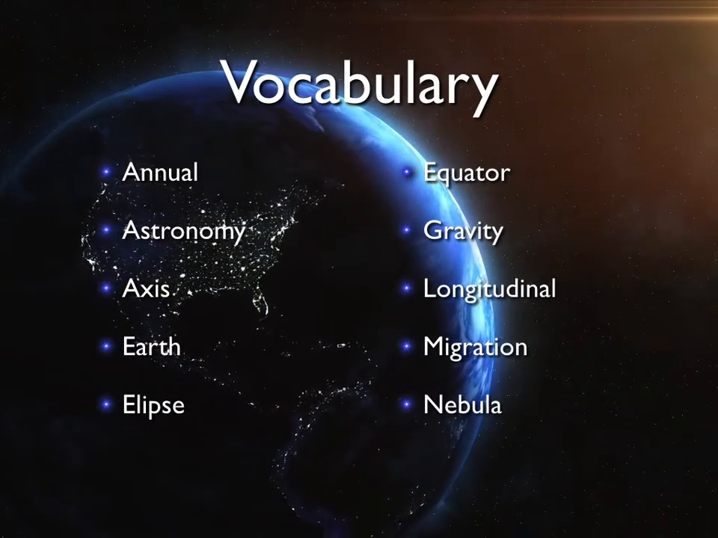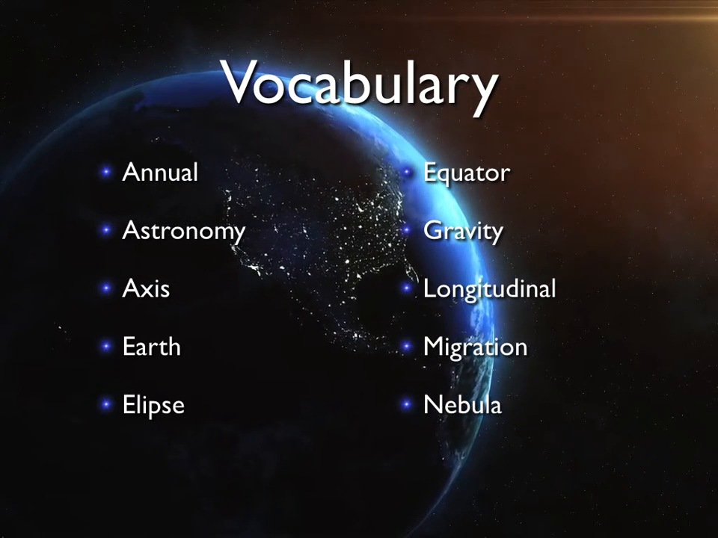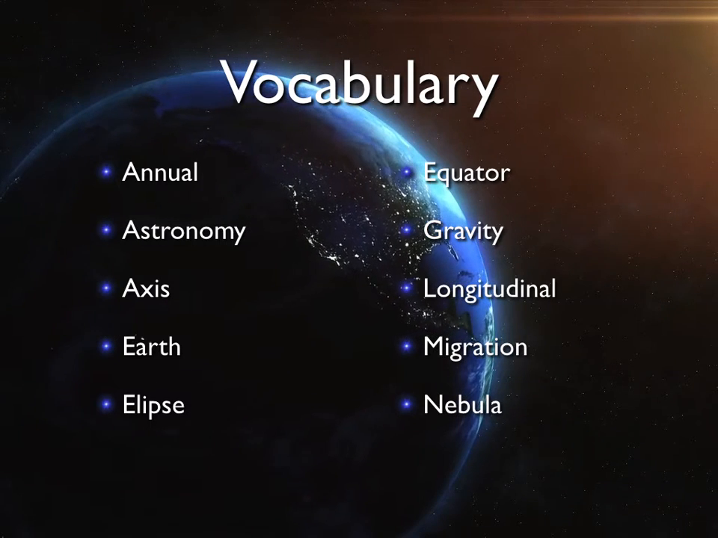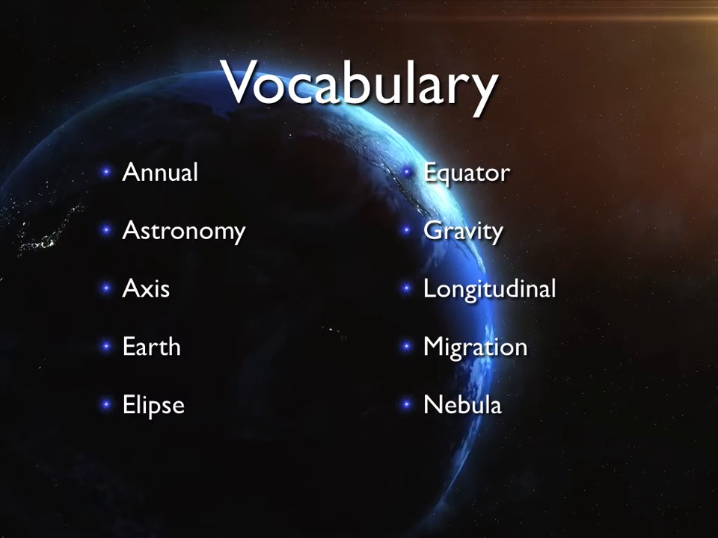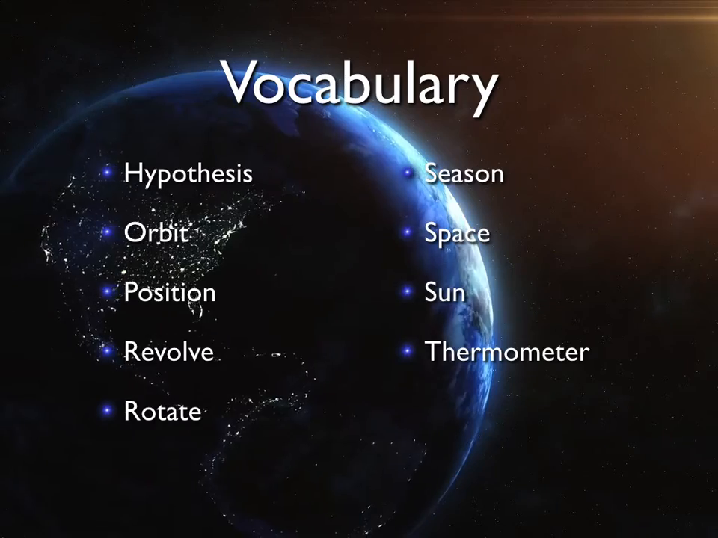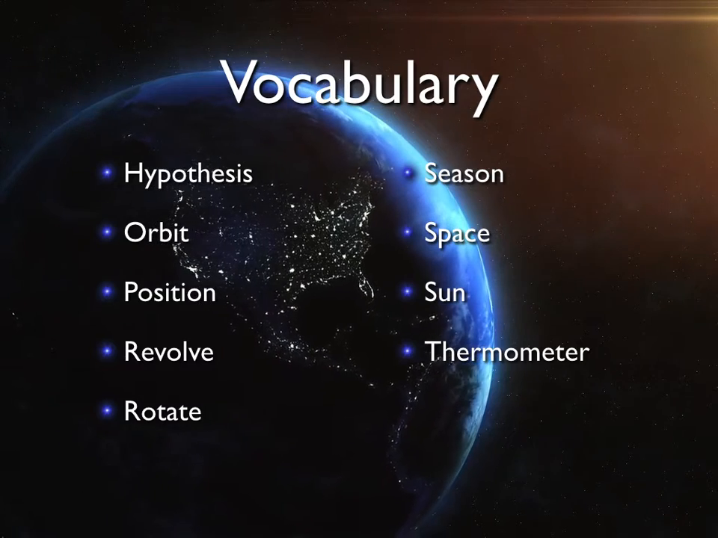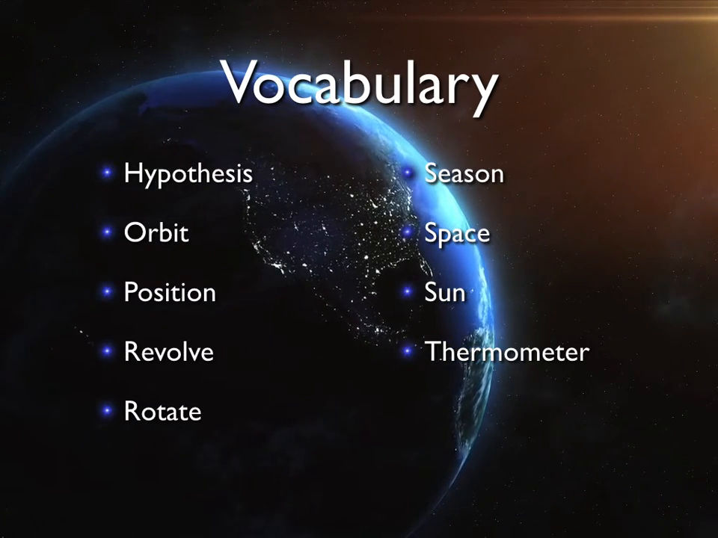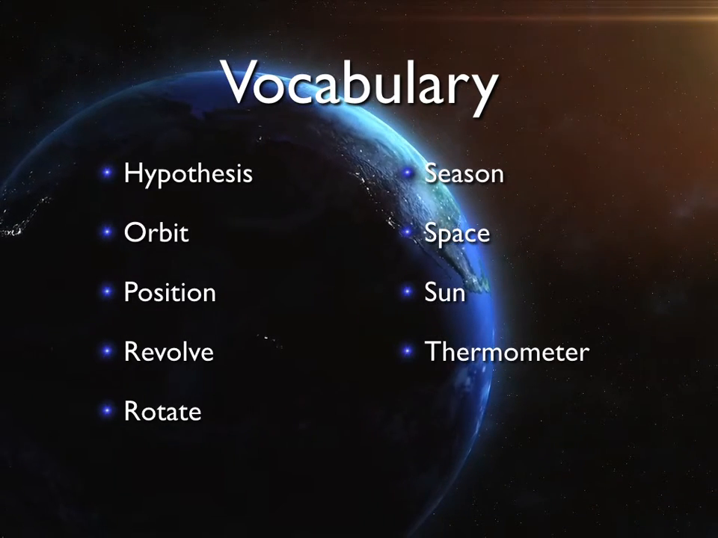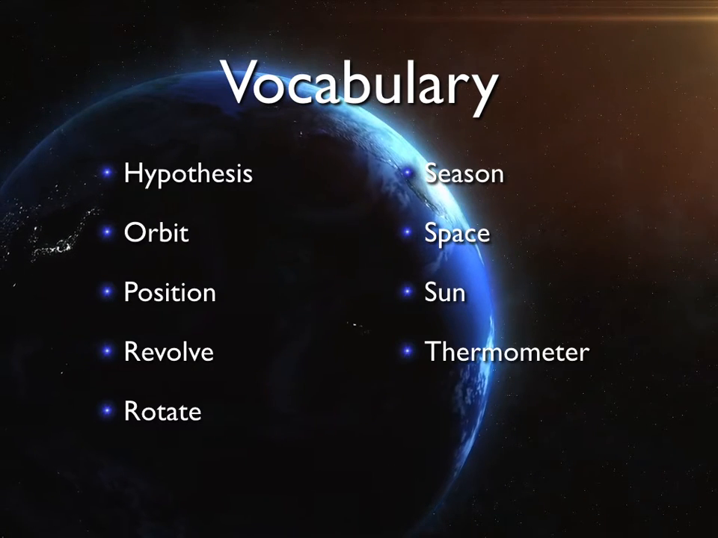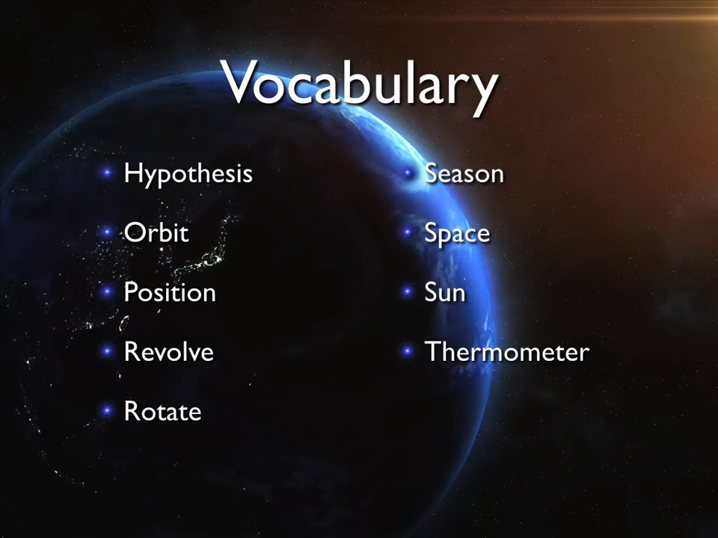There are a lot of vocabulary words that go along with this lesson. We have annual, astronomy, axis, Earth, ellipse, equator, gravity, longitudinal, migration, nebula, hypothesis, orbit, position, revolve, rotate, season, space, sun, and thermometer. Now, I know that a number of these words are very familiar to you, but there may be a few new words. So you need to make sure that by the time we finish this lesson, you understand what all of these vocabulary words mean.